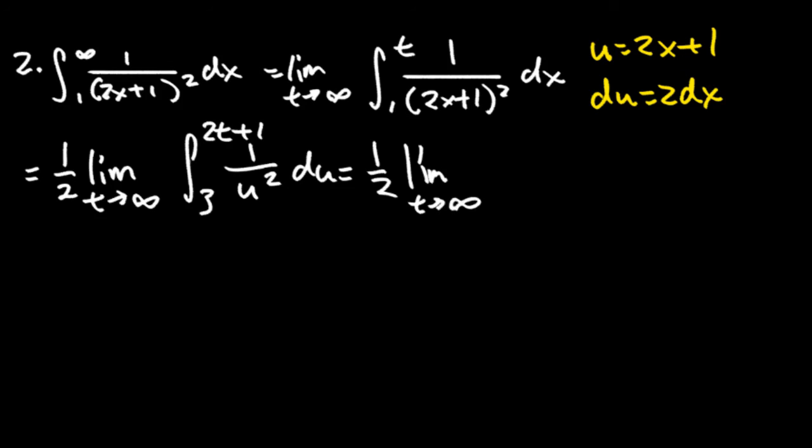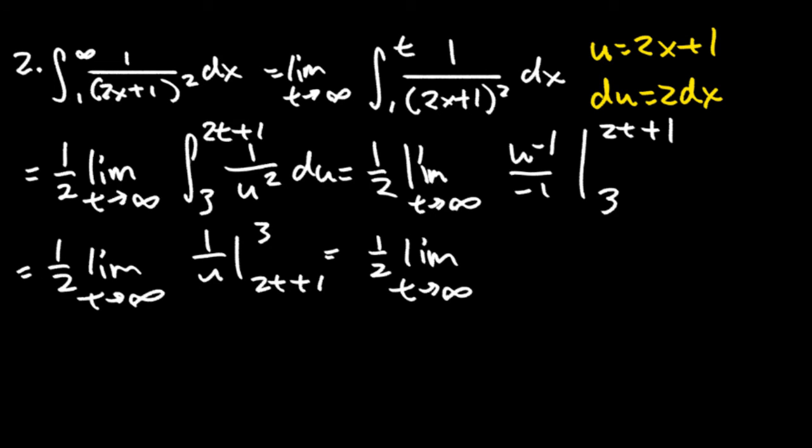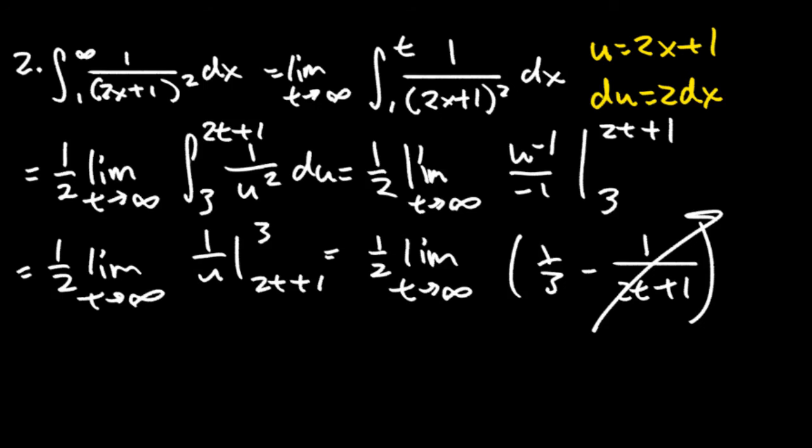Limit as t approaches infinity of u to the negative 1 over negative 1, from 3 to 2t plus 1. I'm just going to change that again like I did with the one up there. 1 over u from 2t plus 1 to 3. Alright, and then we get 1/3 minus 1 over 2t plus 1, and this is going to go to 0. Then what we get is 1/2 times 1/3, which is 1/6. So this integral also converges.